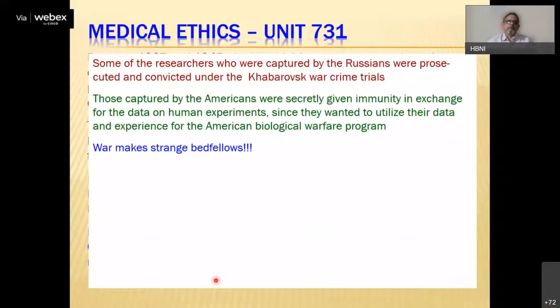And as a consequence of the ending of the World War, some of these Japanese researchers were captured by the Russians, and they were prosecuted and convicted under what is called the Khabarovsk war crimes trials. But then you see what happened to those who were captured by the Americans. Those captured by the Americans were secretly given immunity in exchange for the data on human experiments. So Americans had a different mindset, since they wanted to utilize the data and experience for the American biological warfare program. So you can see how war can make very strange bedfellows.